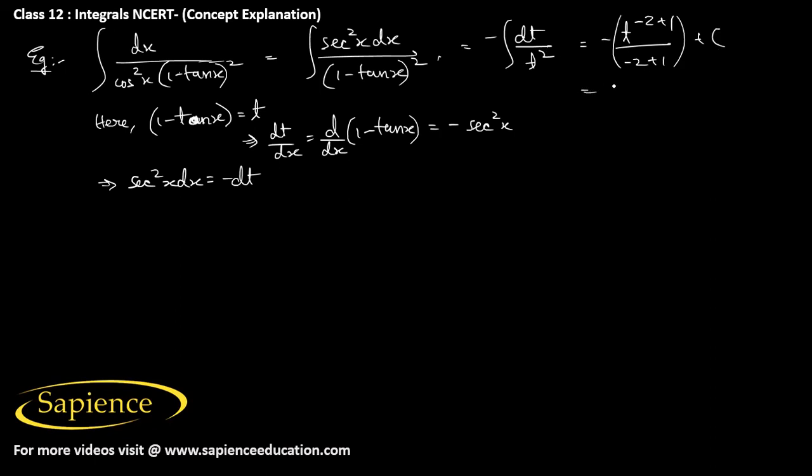So this will be minus 1, and this is also minus 1. So this will be plus 1. So this will be t power minus 1. So it is 1 by t plus c. So the required integral, the answer is 1 by 1 minus tan x plus c. So this is the answer. Okay, thank you.